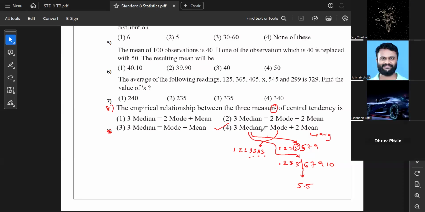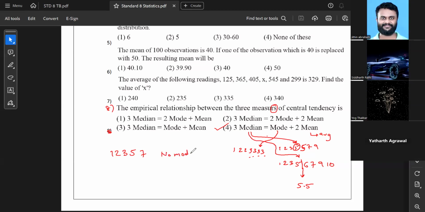Sir, I had one doubt. If we have the numbers 1, 2, 3, 5, 7, then how will we find the mode? Then there is no mode. So we'll write the mode as 0, right? No, zero is also a number. You cannot write zero. Your answer is no mode. Okay.